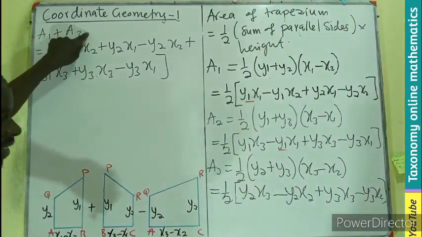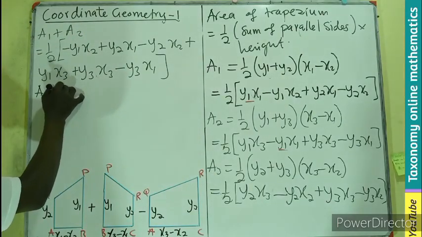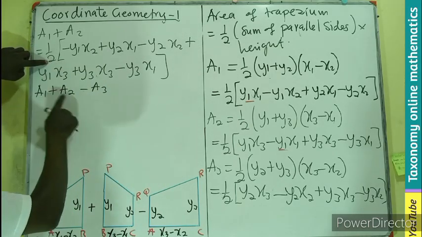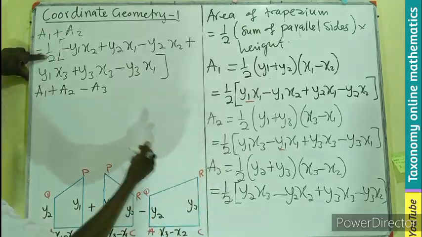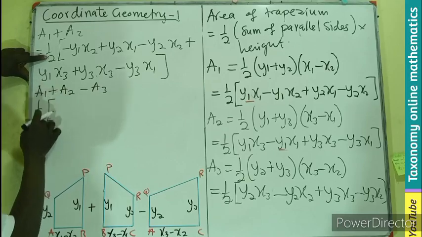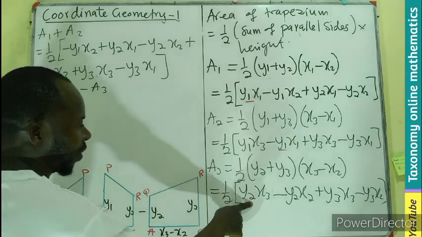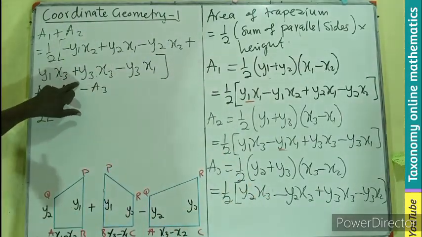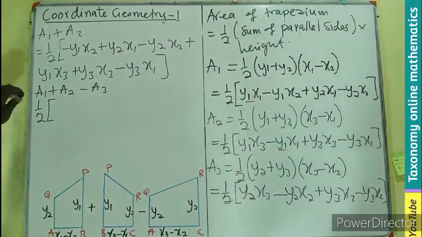Now, we need to subtract the area 3. So A1 plus A2 minus A3 will become this and this, and the half will still be a common factor. So I'll pick the 1, 2 out. Don't forget I mentioned that we'll be using absolute value, but let's keep on using the bracket. I want to combine this already with this and see if I can see a common term to cancel. Let's look at it carefully.